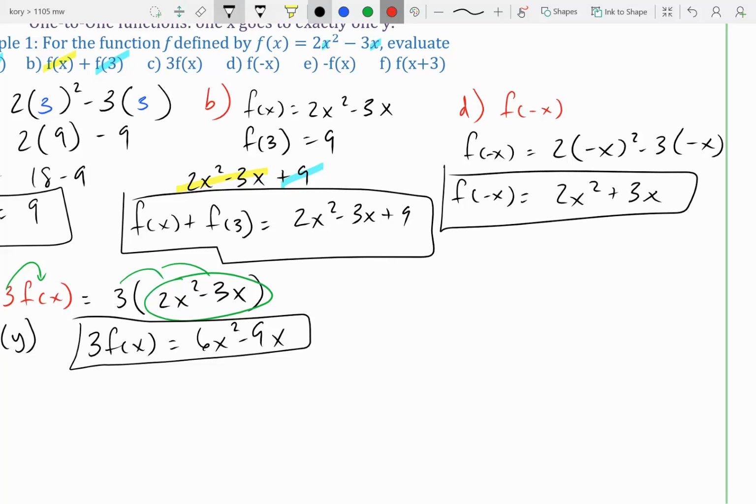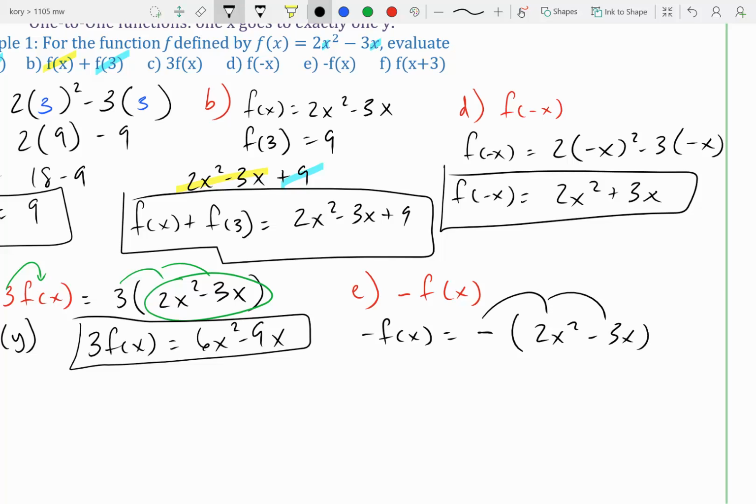Alright, part E. Part E wants us to do negative f of x. So you can think of negative f of x just like the 3 times f of x. We're going to put it on the outside. So negative f of x equals negative whatever the function is, 2x squared minus 3x. And then you distribute the negative. So negative f of x equals negative 2x squared plus 3x.